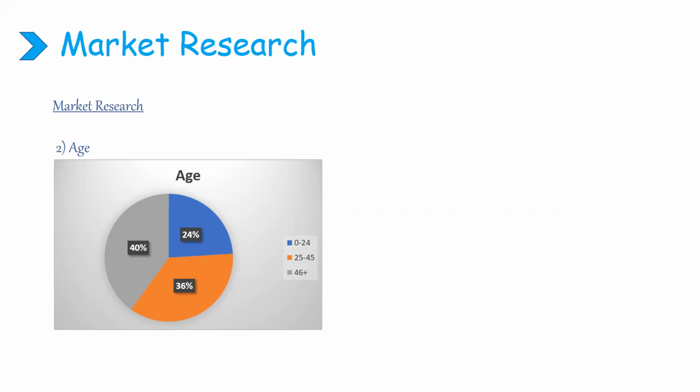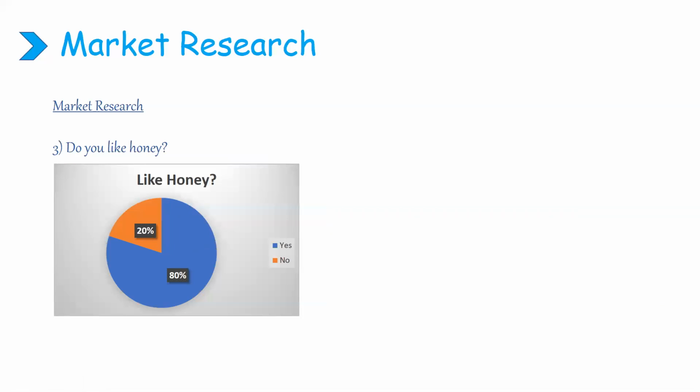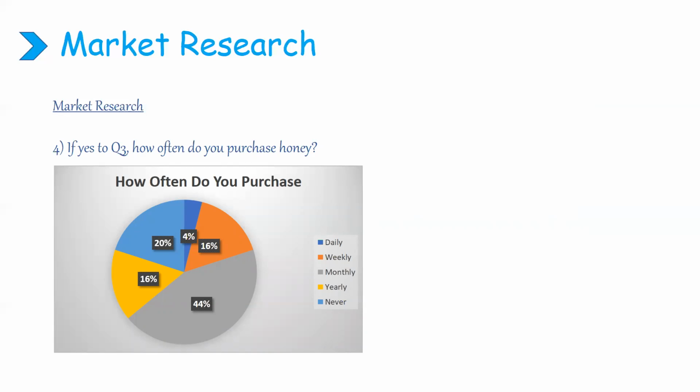Now, they weren't the largest group because there's more older people, but I did make sure that it fitted my target audience. And then I said, do you like honey? Pretty obvious question. Then I asked, if yes to question 3, how often do you purchase honey? And you can see there that most of them purchase it at least monthly. So then we can do some analysis in a minute, right?